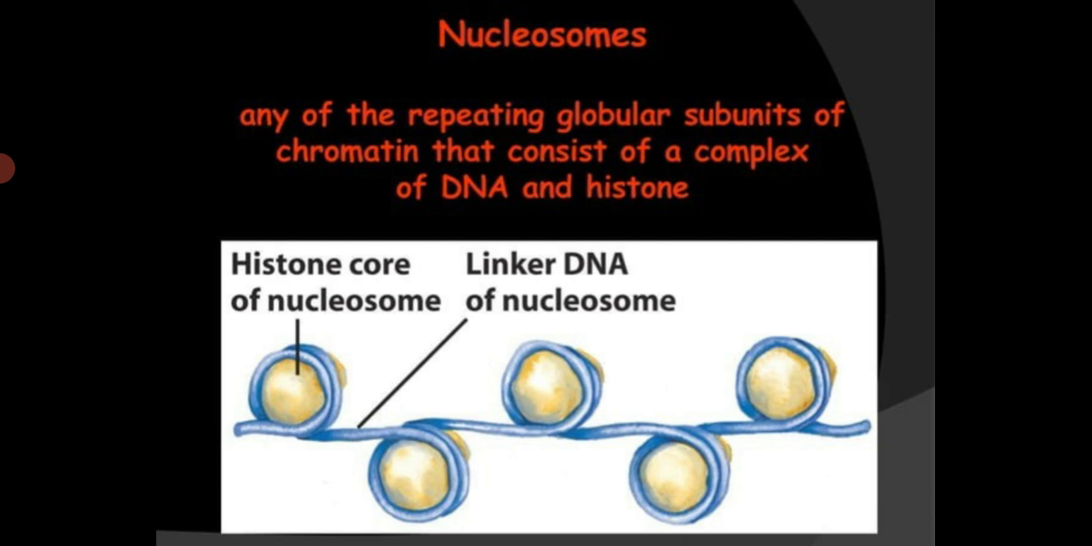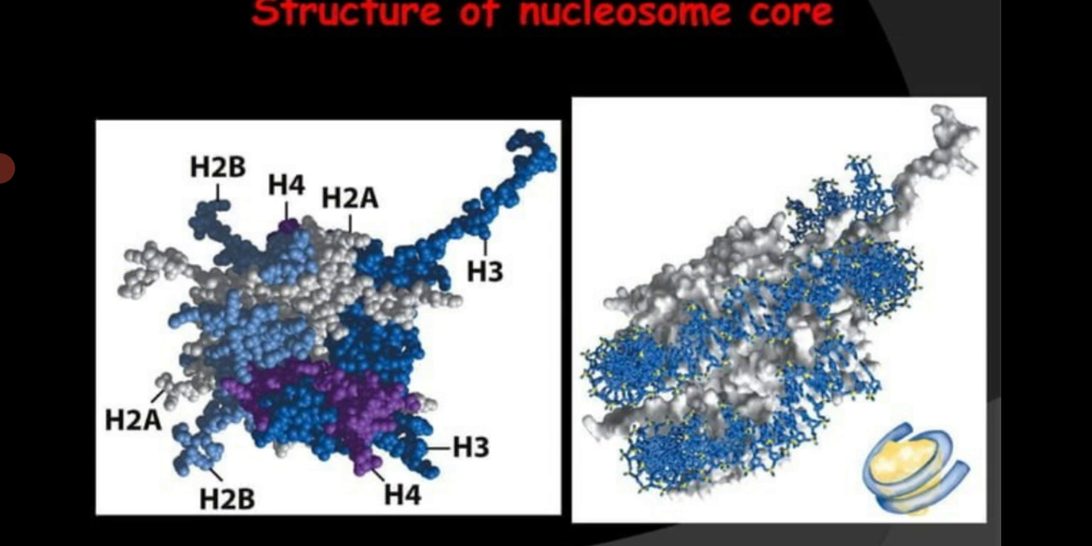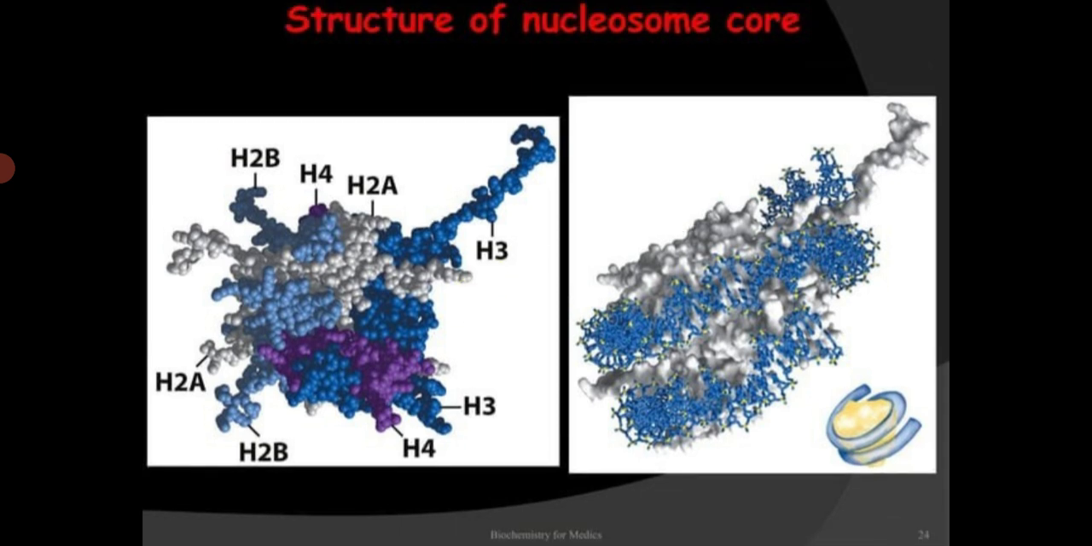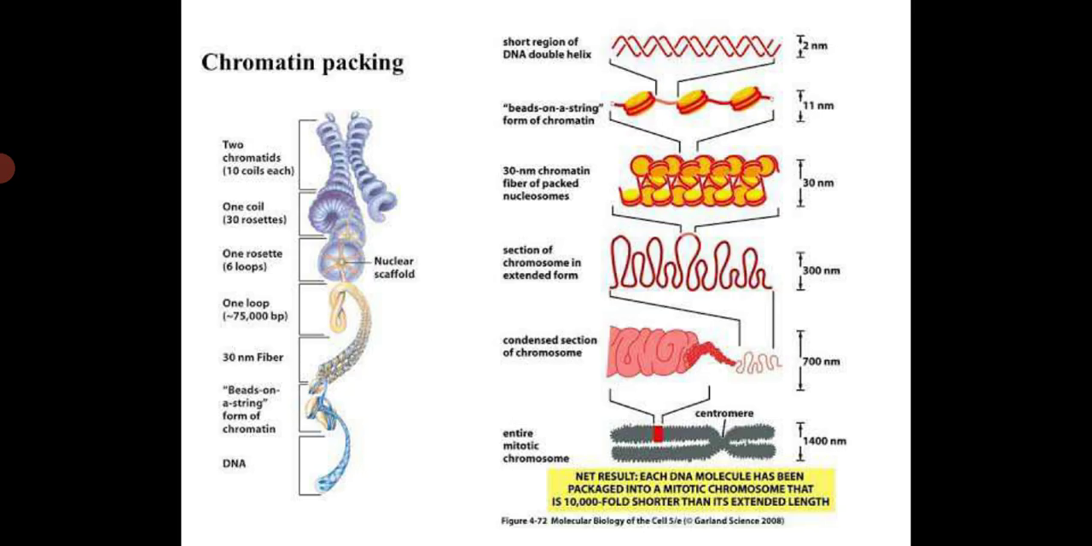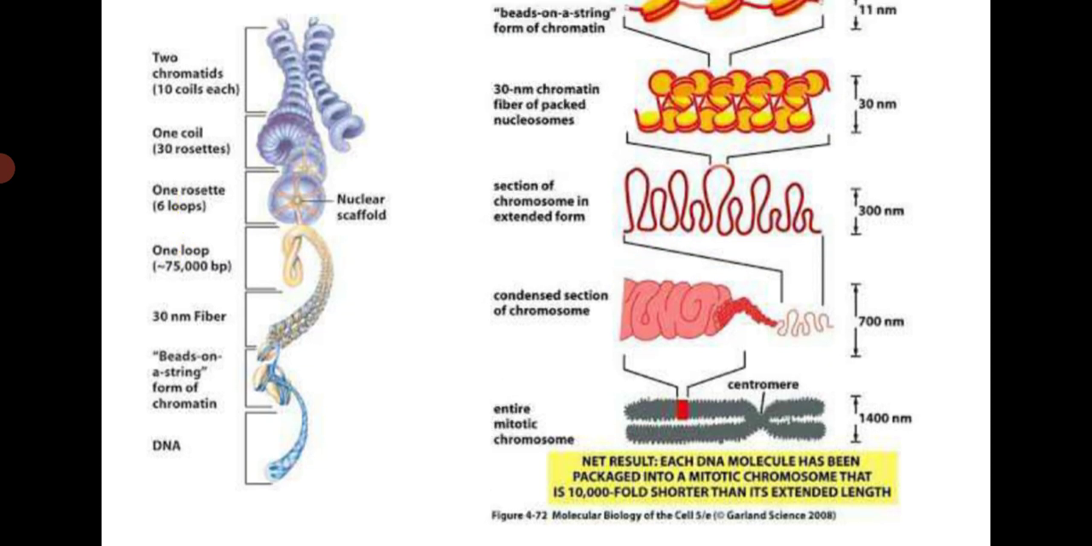The histones are made up of basic amino acids and units like H2A, H2B, H3 and H4, and they are in an octamer. This is the chromatin packaging of DNA.